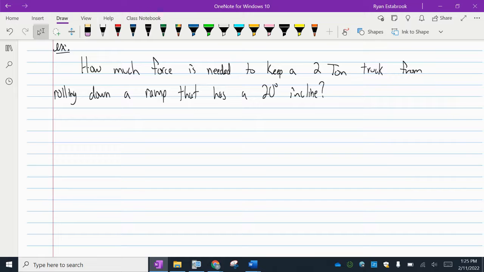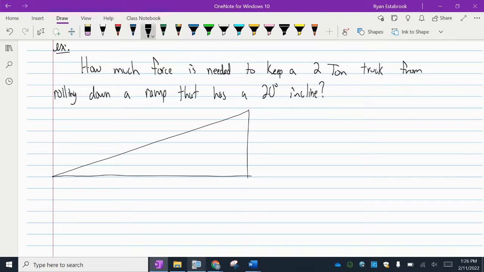Now, it sounds like this might be an abstract question, but actually the calculations for this are going to be pretty simple. So we have a 2-ton truck that is on a ramp. The ramp has a 20-degree incline. So I'm just drawing the surface, like the flat surface right now. Here is my 20-degree incline.